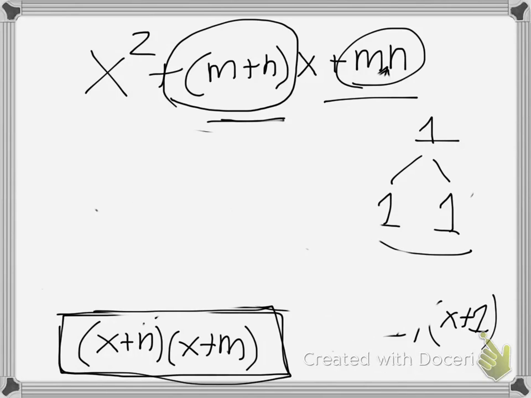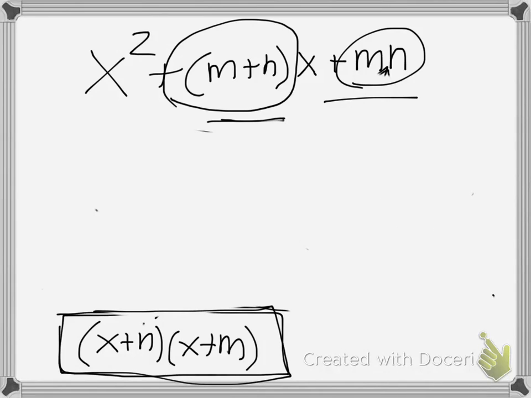So that's an introduction to factoring quadratics. All we did was we set b equal to m plus n and c equal to mn. Then we expanded it and then we factored it to (x plus n) times (x plus m). So to factor quadratics, you have to find the m and n that satisfy these conditions.